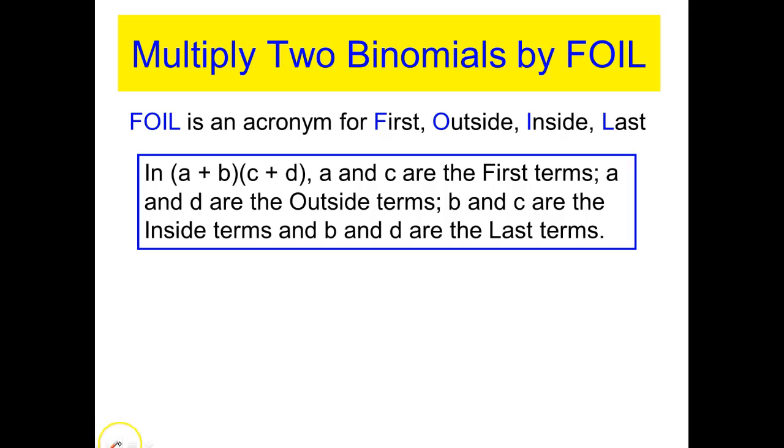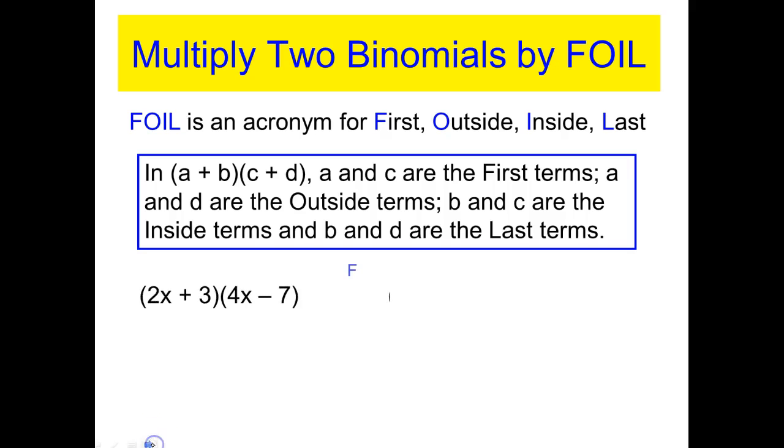So, if we have A, B, C, and D as our two binomials, we would call A and C the first terms. A and D would be the outside terms. B and C would be our inside terms, and then B and D would be our last terms.